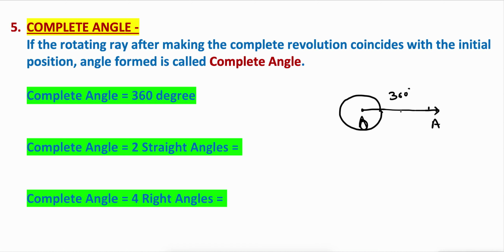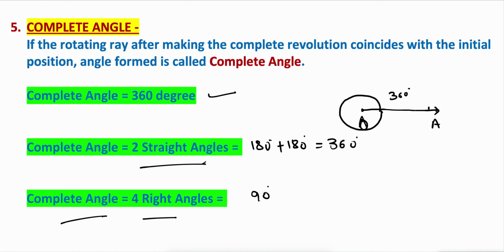So a complete angle is 360 degrees, which is equal to two straight angles, that is 180 degrees plus 180 degrees is equal to 360 degrees. And a complete angle is equal to four right angles, because 90 plus 90 plus 90 plus 90 is equal to 360 degrees.